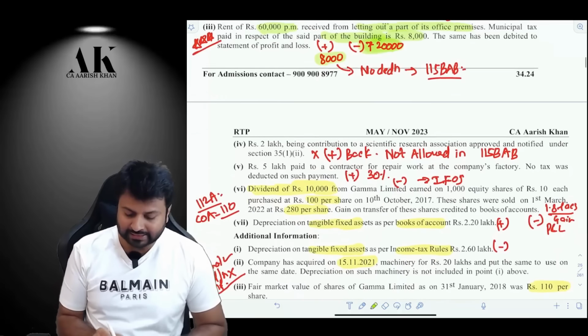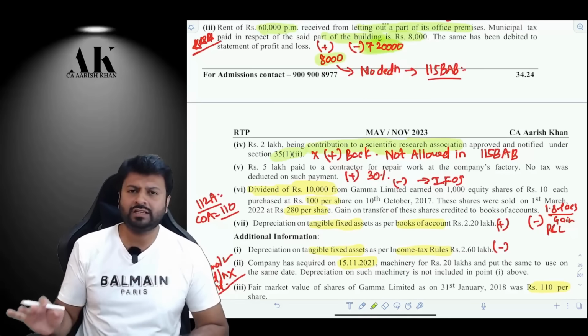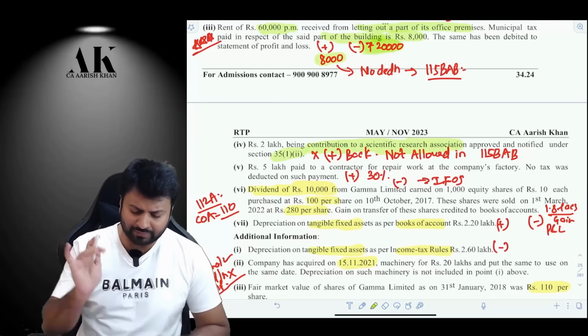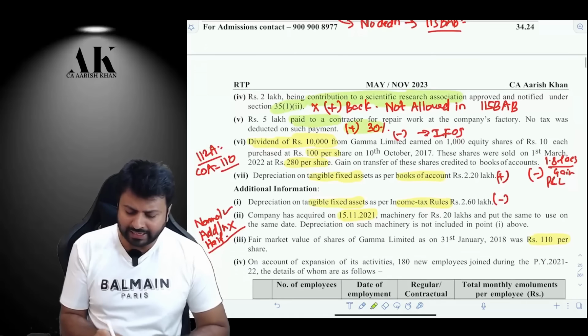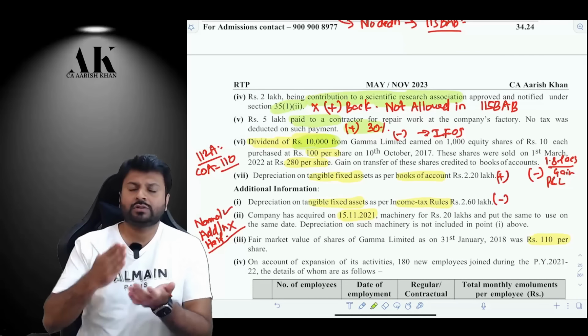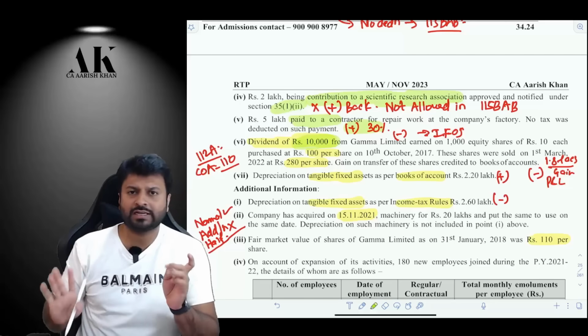Be very careful. Next, scientific research contribution you have made, that is also not allowed. 35(1)(ii), 35(1)(iii), 35(2AA), all of them are not allowed to 115BAB assessees. Next, you have made some payment but you have not deducted TDS, so 30% will be disallowed. Next, you have received some dividend from Gamma Limited, so reduce that dividend from PGBP and show under IFOS, and that dividend will also be taxable at 22% as per 115BAB.